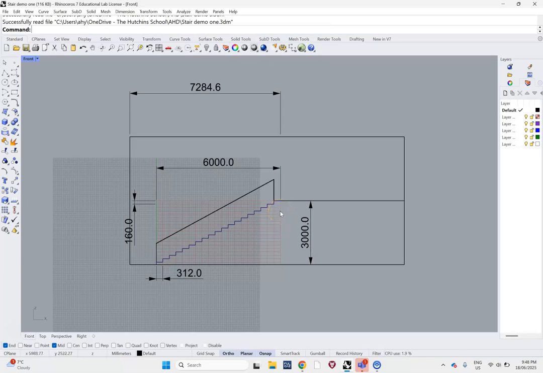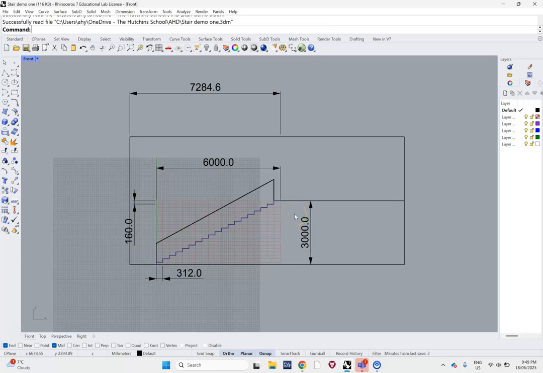Now, the advantage of doing this at 1 to 50 is that would be pretty much the equivalent of 3 millimeters. Much easier to show that in 1 to 50 rather than 1 to 100, where it'd be a millimeter and a half. It'd be tiny. So 1 to 50 is a better scale to use for your section drawings.